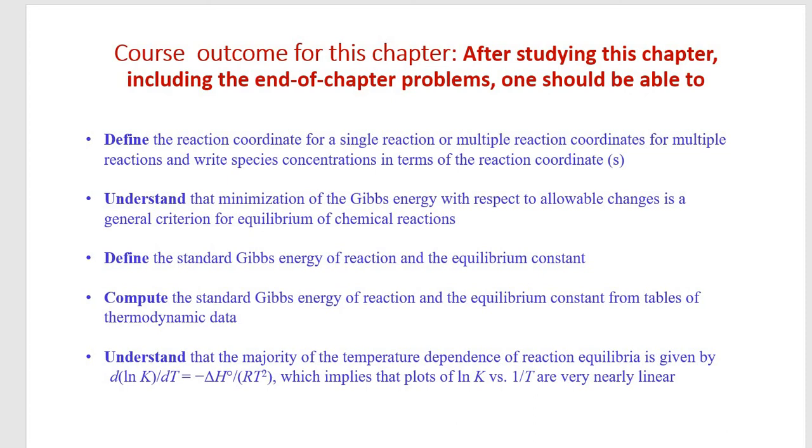Then understand that minimization of Gibbs energy with respect to allowable change is a general criterion for equilibrium of chemical reactions. That means the criterion of chemical equilibrium is Gibbs energy minimization, where the Gibbs energy of the reaction is minimum. That is the condition of equilibrium, or the change in Gibbs energy, that is the derivative of Gibbs energy, should be 0.